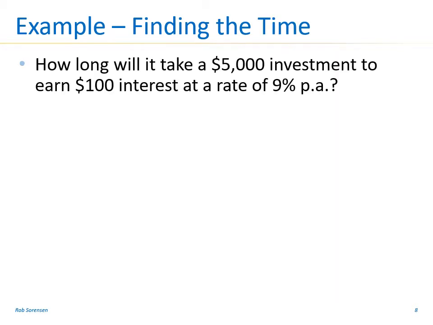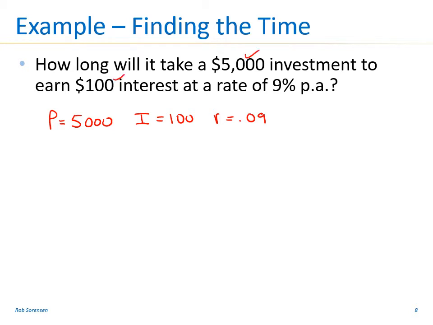Finally, one more. We can look at the final version we had of the formula. How long? That's a T type of question or a time question. How long will it take a $5,000 investment to earn $100 interest at a rate of 9%? Well, let's again start by writing everything down. We have an investment of $5,000 and we want it to earn $100 in interest, and we have a rate of 9%.